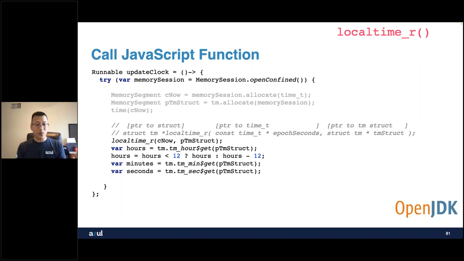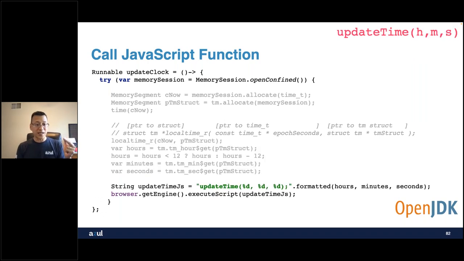Now you're in the Java world and you're passing it back into the JavaFX component, the web engine, so the JavaScript, and you're talking to the updateTime function in JavaScript so that it can calculate the arms and such. So it's totally unaware that it was written using native code to talk to the actual clock.